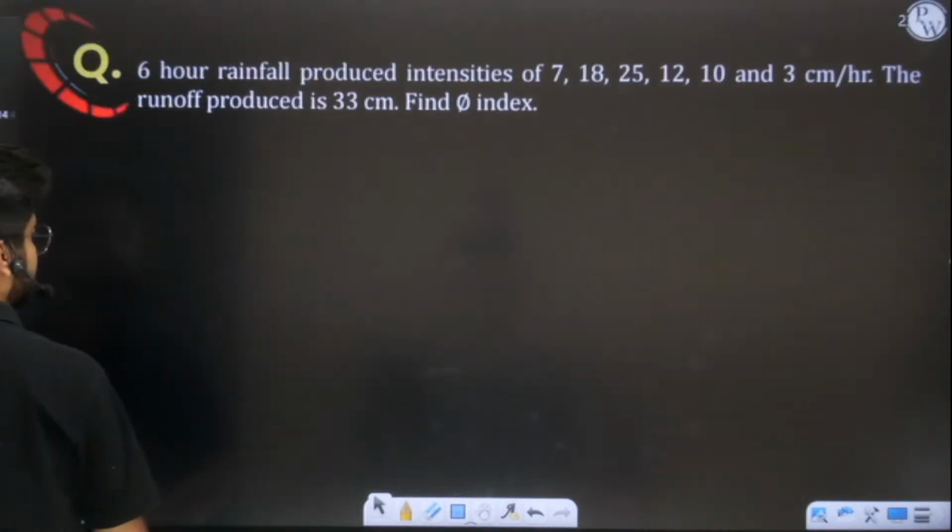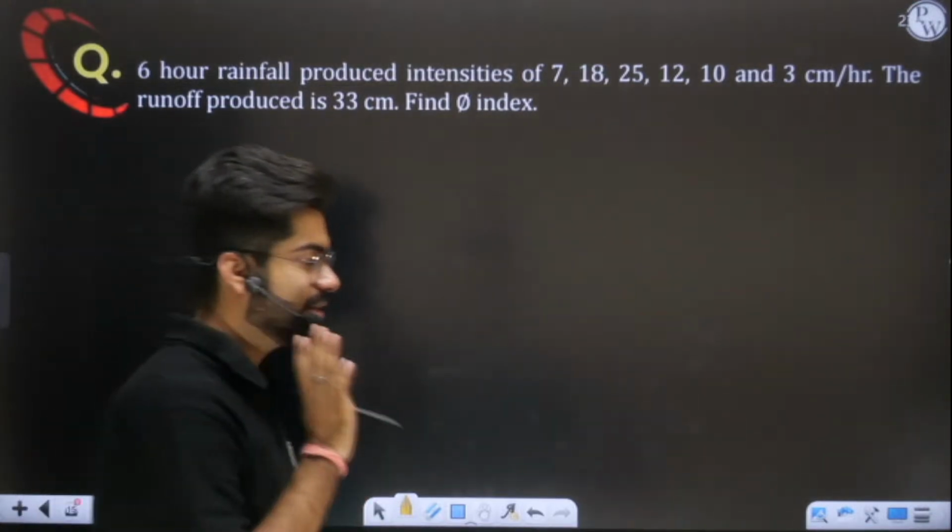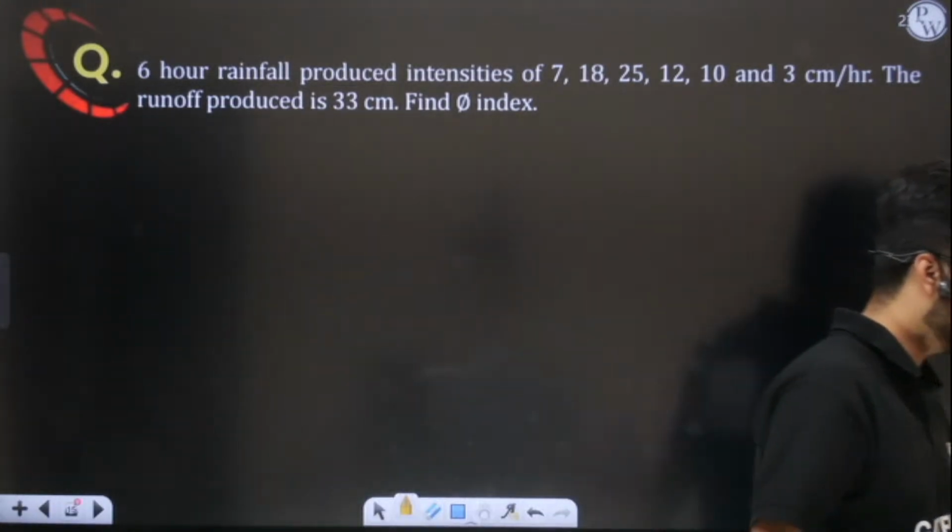Okay, so this is the question. In this question we will apply those steps and we'll find phi index every time. We'll use this method only.